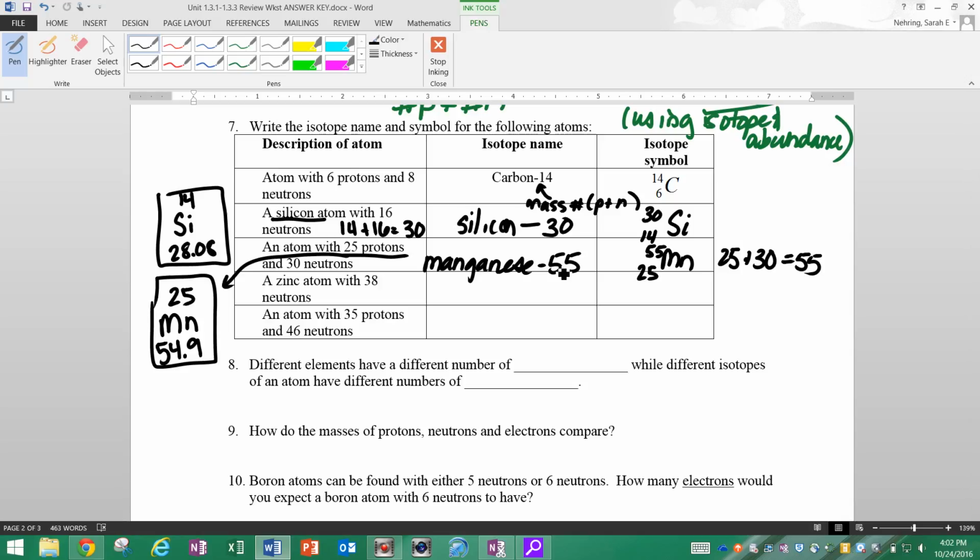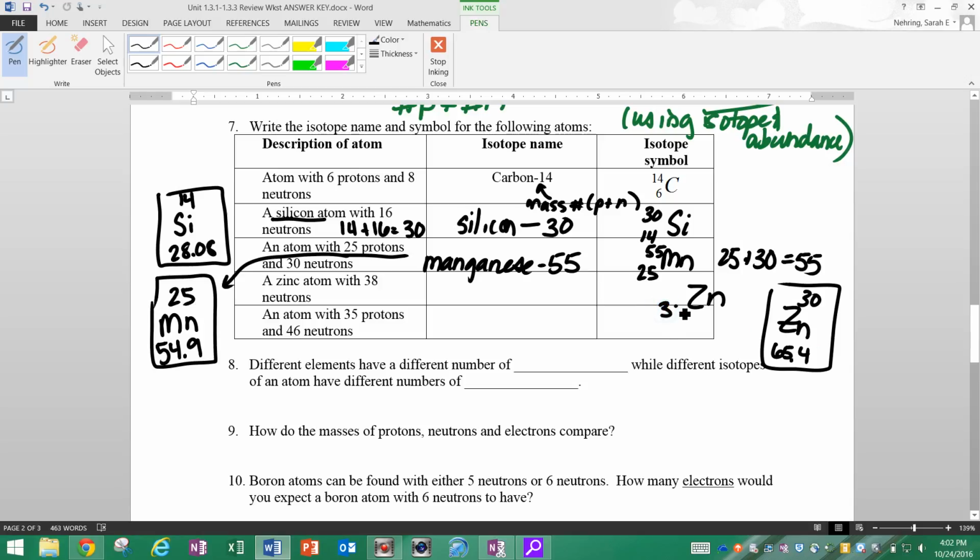All right, a zinc atom with 38 neutrons. So if it is zinc, you know that zinc is Zn. And if you look up on the periodic table, you will see that zinc looks like this. So zinc has a 30, and then there's a 65.4 on the bottom. This is what it looks like on the periodic table.